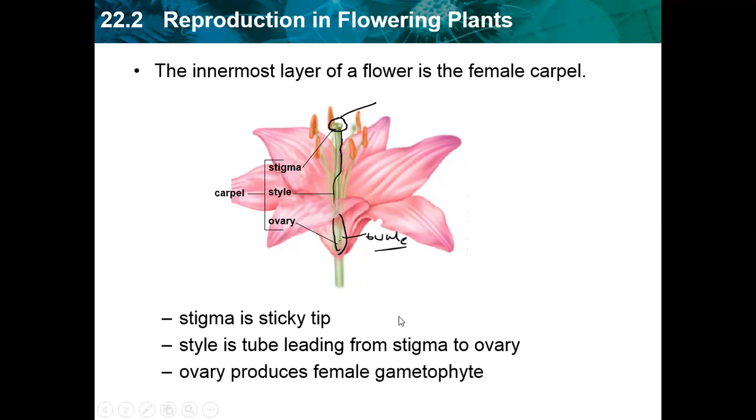And also, the ovary produces the female gametophyte. The female gametophyte is made in the ovary, and we should understand that in the ovary we have the eggs, which is the part we call the female gametophyte.